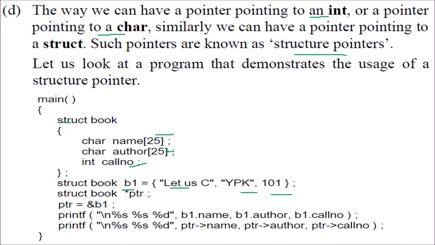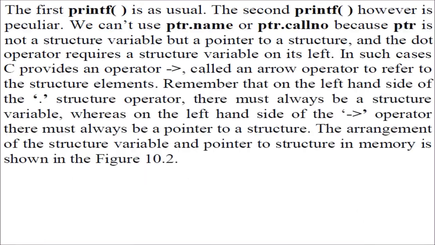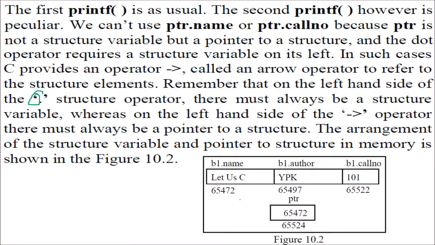Now here we have also a pointer or structure pointer. Now we have given the address of B1 to PTR, and this B1 dot name, B1 dot author, B1 dot call number. From B1, if you want to access, you use the dot operator. But when you are using the pointer, we use the arrow operator. This is very important. So I hope you got the idea. Dot is used when you are using normally. When you are using a pointer, you have to use arrow. So B1 dot name, B1 dot author will contain the content like this. This is the address, and this PTR is actually having the address of this one.